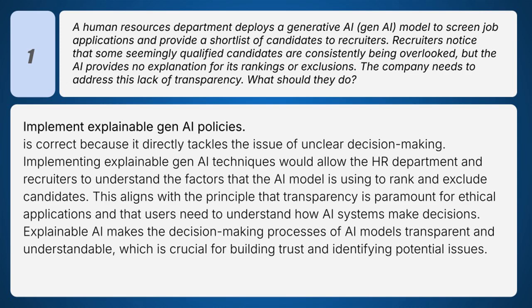This aligns with the principle that transparency is paramount for ethical applications and that users need to understand how AI systems make decisions. Explainable AI makes the decision-making processes of AI models transparent and understandable, which is crucial for building trust and identifying potential issues.